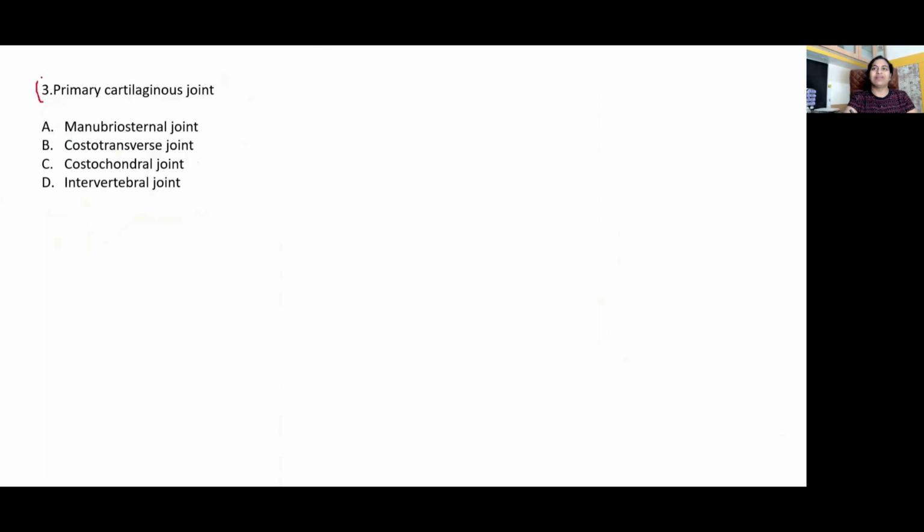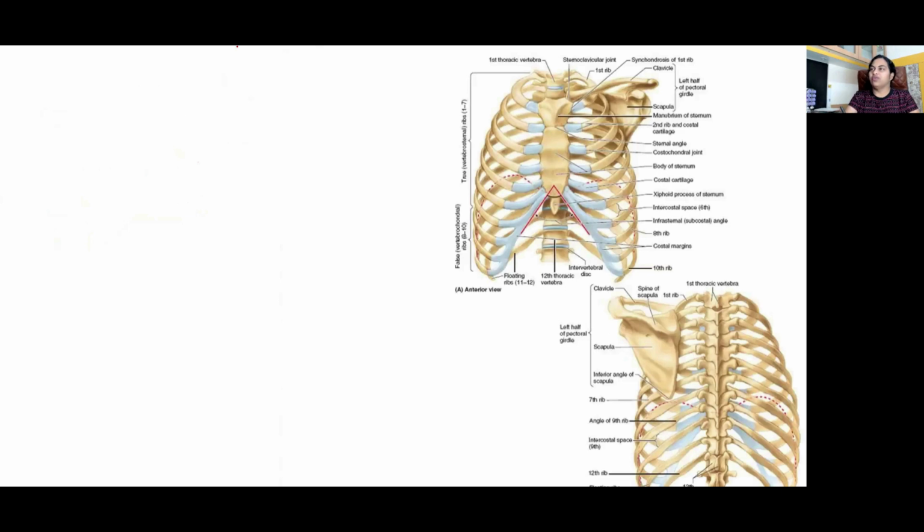Joints of thorax. Primary cartilaginous joint. An example, any idea? Okay, we'll see it. So what are the joints of thorax that you see here? Manubriosternal joint, xiphisternal joint, and the intervertebral joint that you see here between the body of the vertebra, all the three are example of secondary cartilaginous joint, which is also called symphysis, right?